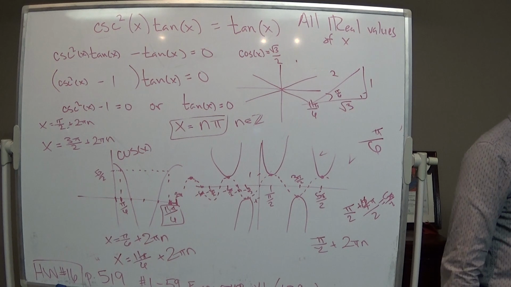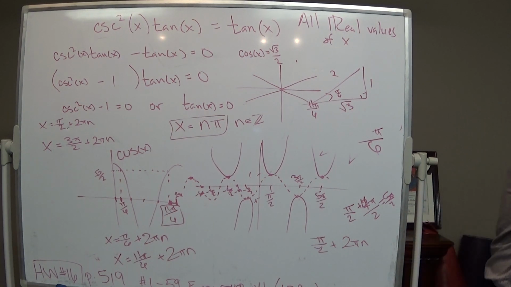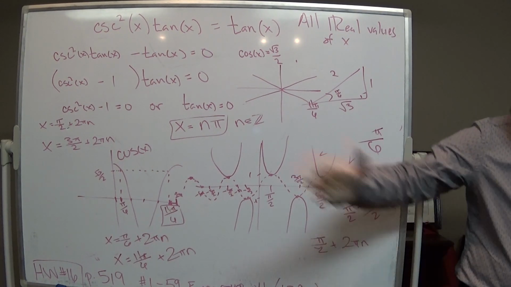Your book does this section, 7.2, does a great job of explaining all this stuff. If you are hitting walls in your homework, you might want to look at that. But now there are 2 types of questions that are like this. This is one type of question.